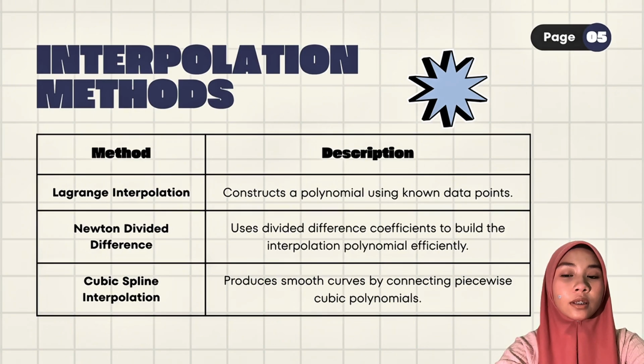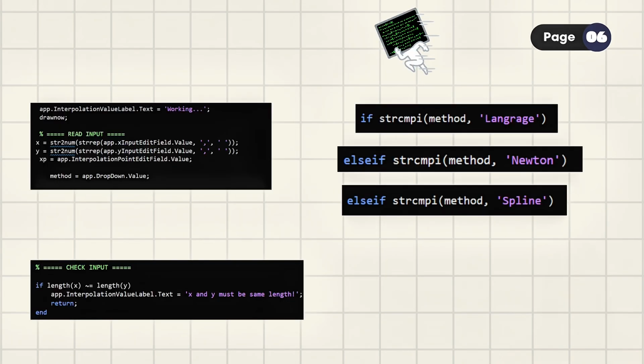This method uses divided difference coefficients and provides a more efficient way to update the interpolation polynomial when new data points are added. The third method is cubic spline interpolation. Unlike the previous methods that generate a single polynomial, cubic spline creates a series of piecewise cubic functions, resulting in a smoother curve between data points. These three methods were selected because they allow users to compare different interpolation approaches and observe their differences visually.